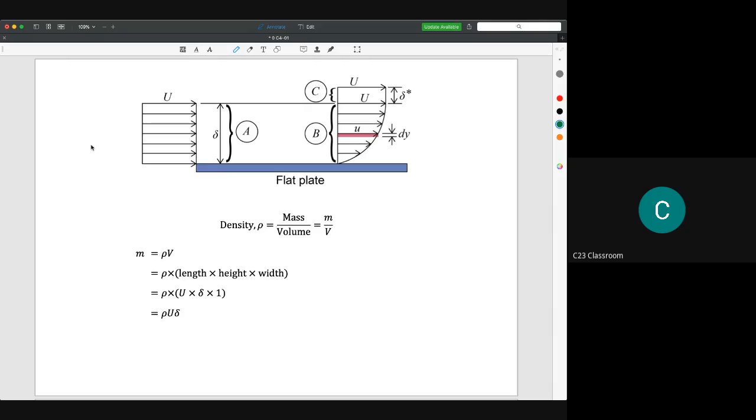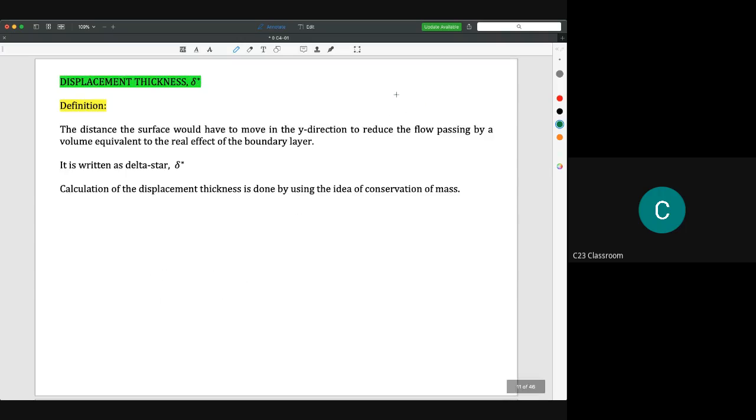Okay, we transfer the area from here into this area, and we need to determine what is the height that can be created. So that is the meaning of the displacement thickness. So from here we found that we need to increase the thickness of this one. We need to create another thickness here, which is delta star. So this is the meaning of the distance the surface would have to move in the y direction.